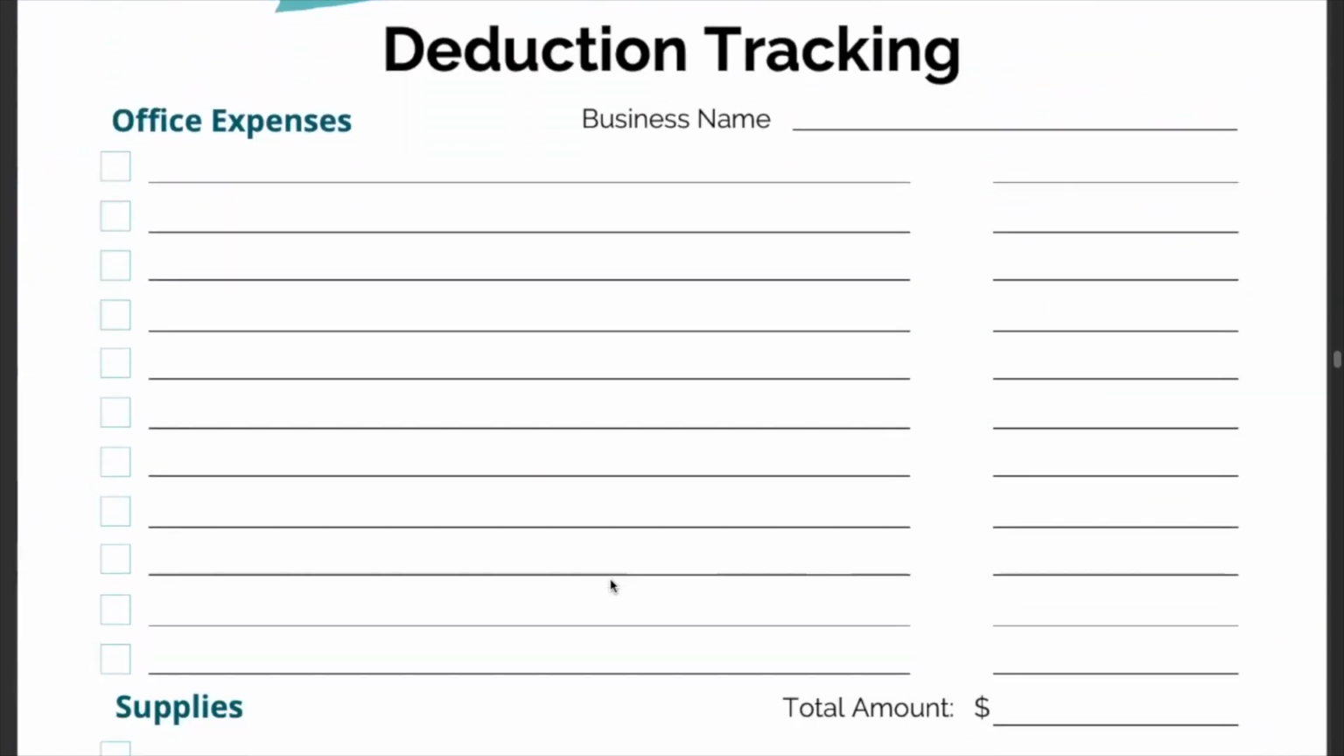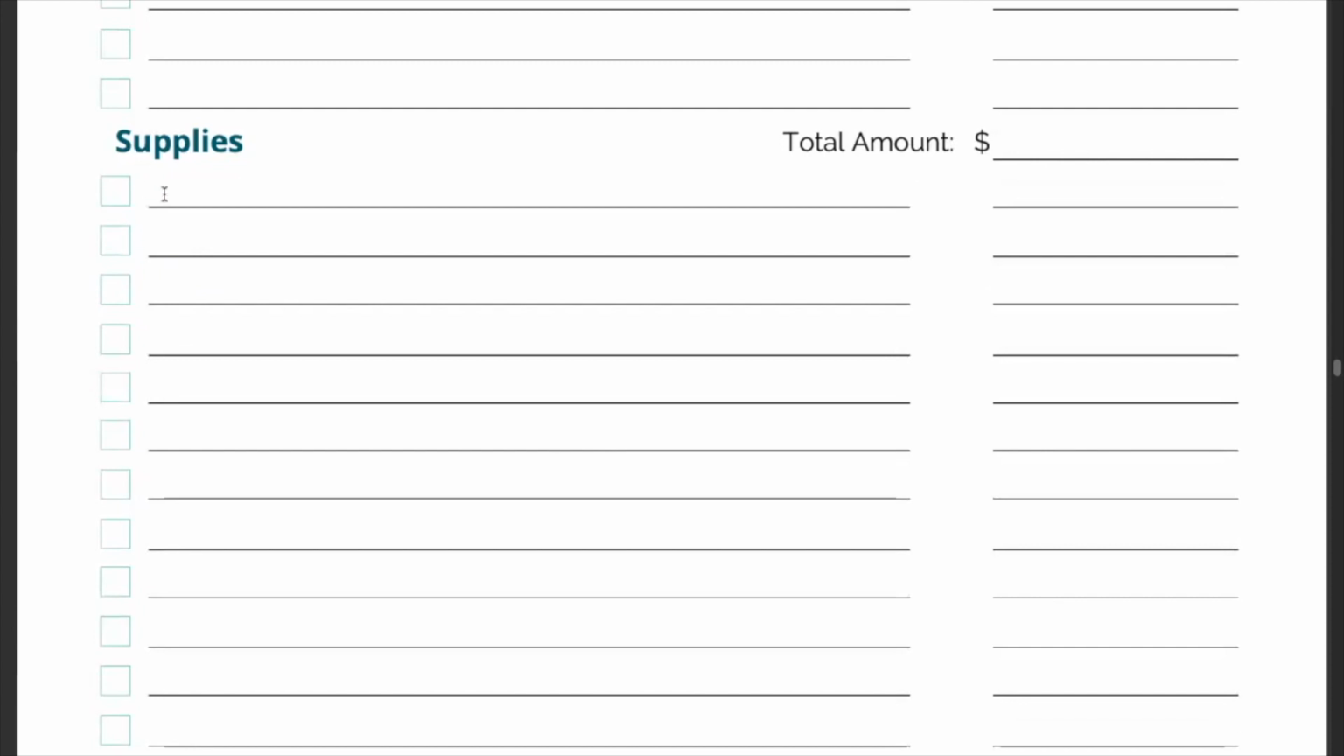Then you've got office expenses. This can be different software that you have. This can be cleaning services for your office. You've got supplies, things like printer paper, printer ink, ink pens, all that type of stuff. Again, you're going to write all of those expenses down, get the amount, check mark them to know that, yes, you have records of this, you've got a receipt of this.